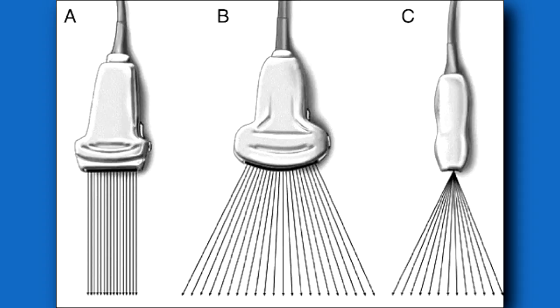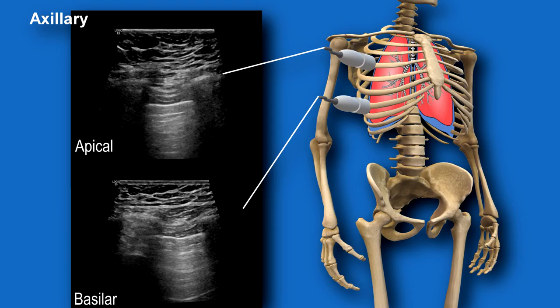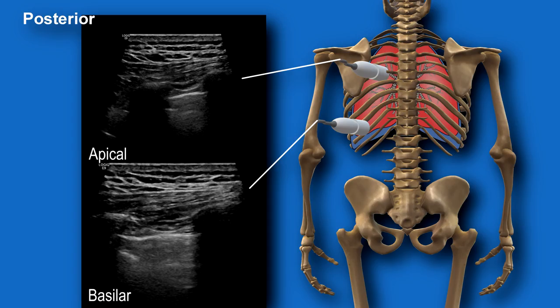So when scanning chests, you can use linear, sector, or small curvilinear probes. Here are the views. You can scan anteriorly, parasternal, from the base to the apex. Then through the axillary line, you can scan the anterior axillary line and posterior axillary line. And then posteriorly, you can scan with the patient either prone or upright. You can scan the back from the base to the apex as well.